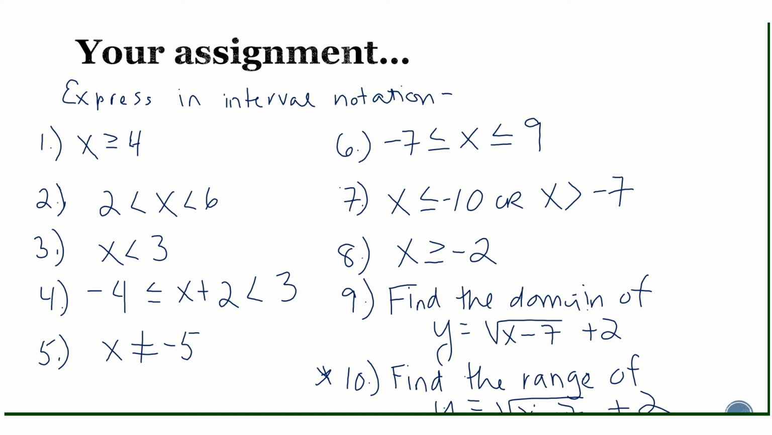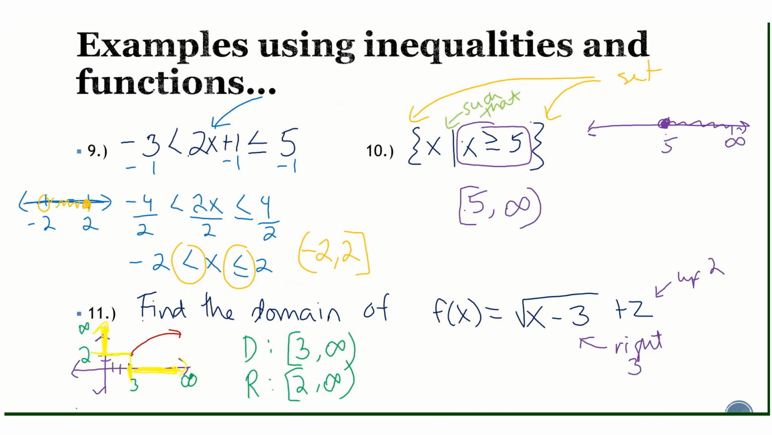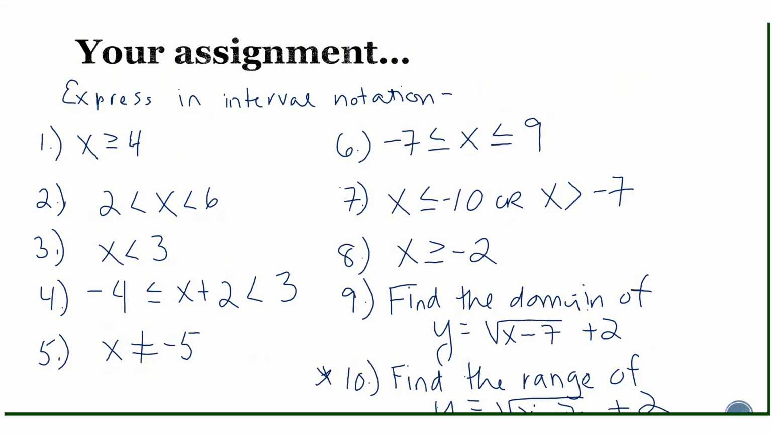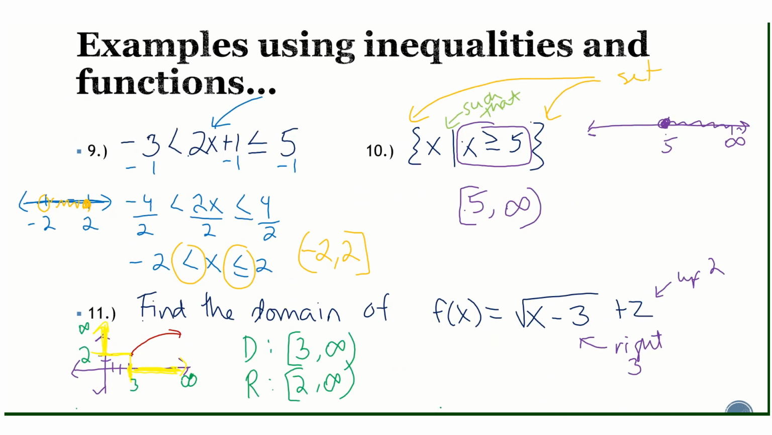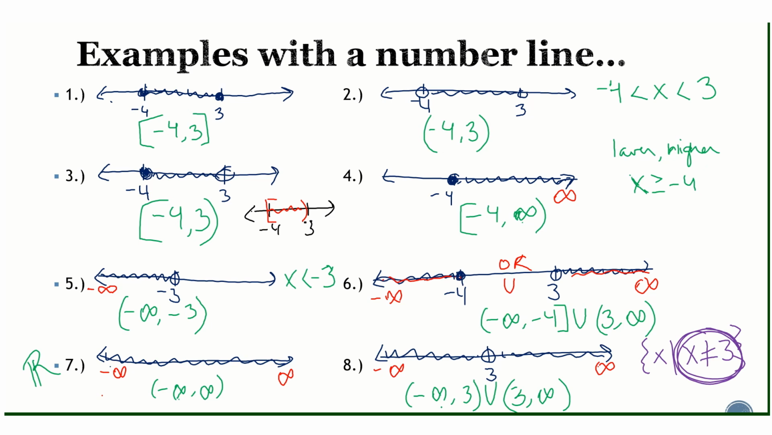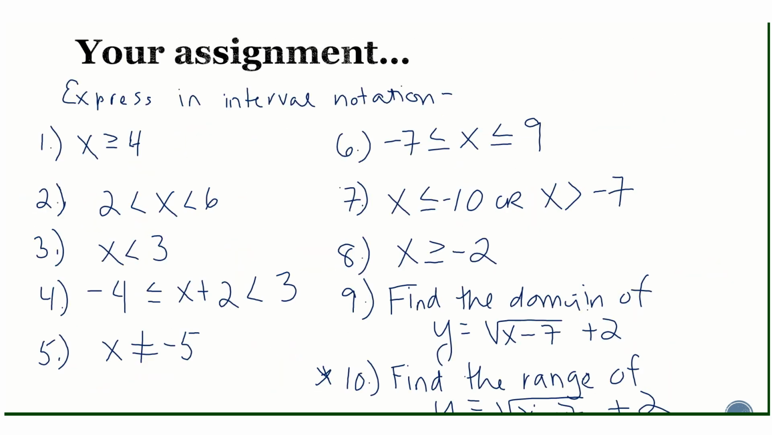So the first one is x is greater than or equal to 4. The second one is 2 is less than x is less than 6, or you could think of it as x is between 2 and 6, not including the 2 and the 6. 3, x is less than 3. Number 4 is an inequality to solve, and so you have negative 4 is less than or equal to x plus 2 is less than 3. That'll be similar to number 9, so you can go back and take a look at number 9. Number 5, x does not equal negative 5. And to do that one, you might go check out number 8. Okay, x does not equal negative 5.